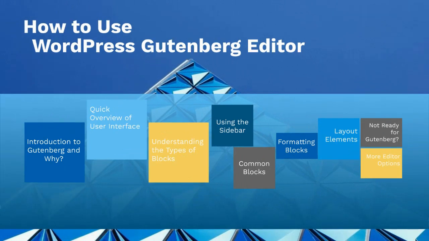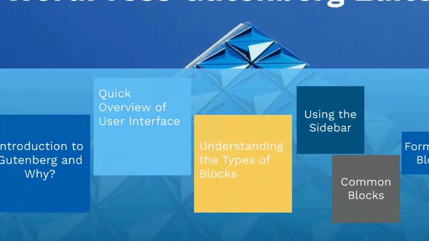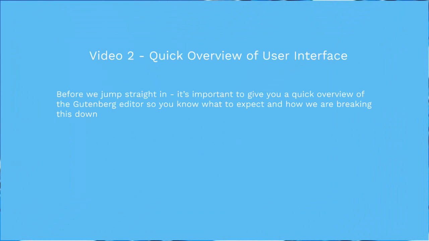Hello and welcome back. This is video number 2, and we're going to talk about a quick overview of the user interface. Before we jump in, I want to say that it's important to give you a quick overview of the Gutenberg editor so that you know exactly what to expect. You know how everything is broken down, and where things are accessible and all of that. With that said, let's go ahead and go to a WordPress dashboard and I'll show you around.